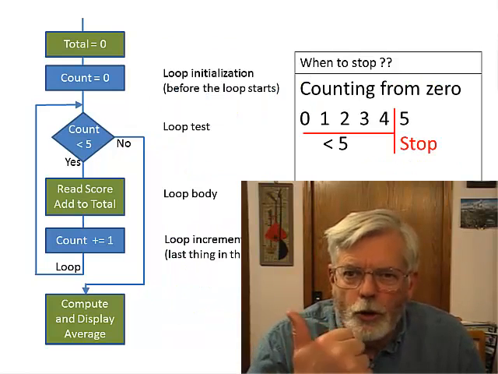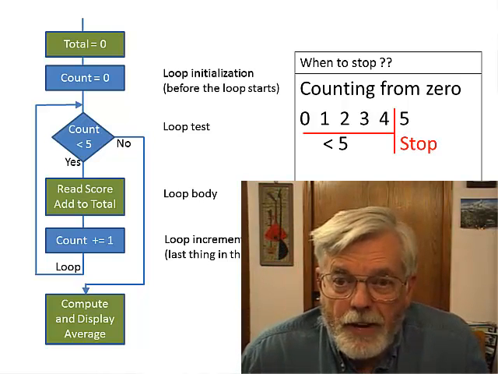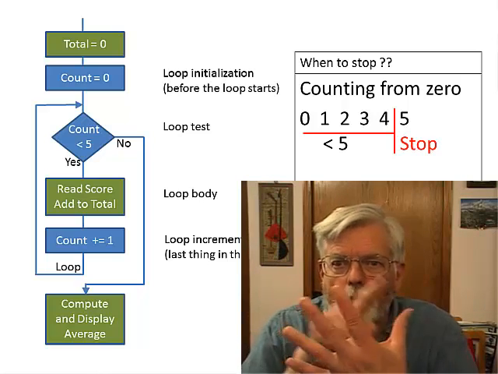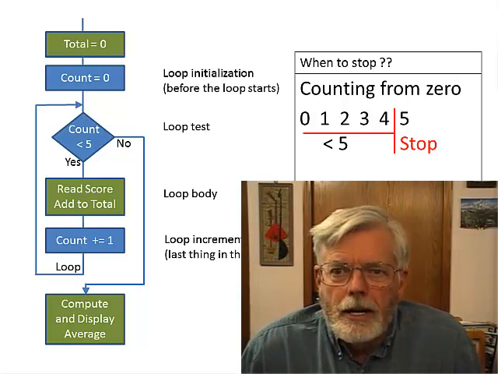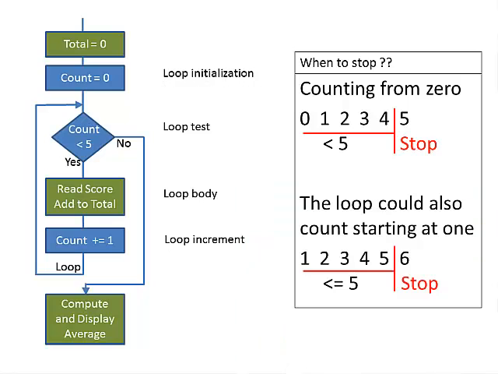So it goes 0, 1, 2, 3, 4. That's actually 5 times through the loop. We could also count from 1. 1, 2, 3, 4, 5. It's very common in programming to count from 0, though, because later on we'll see arrays, and the first element in an array starts off at 0.